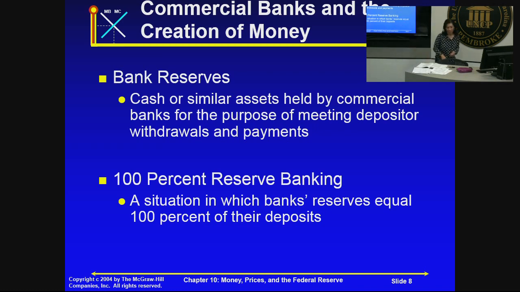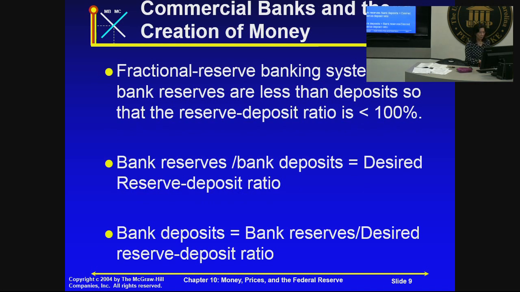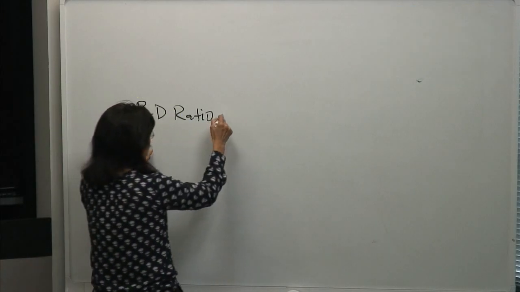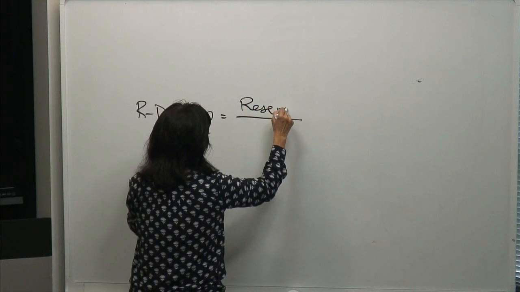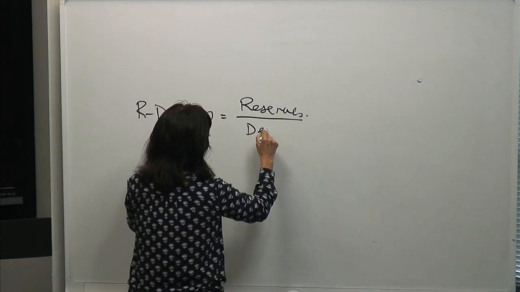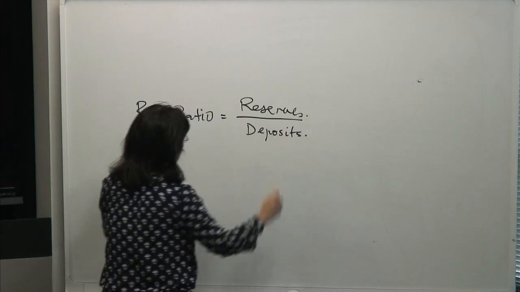Okay, so 100%, I think you understand that. Let's go back to our equation. Let's do the first one. I'm going to write it down for you. You have the RD ratio. Because I'm tired of writing out reserve and deposit, I just put RD ratio. That basically is your reserve divided by deposit. That's a quick way to write it.